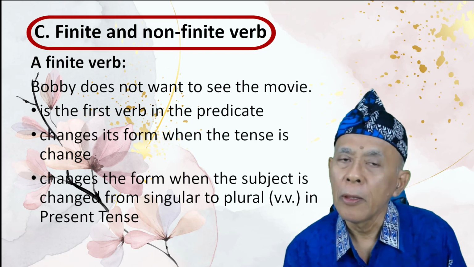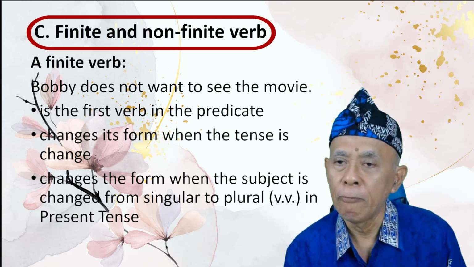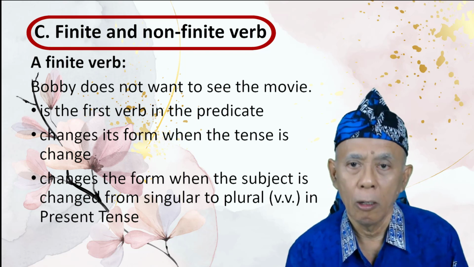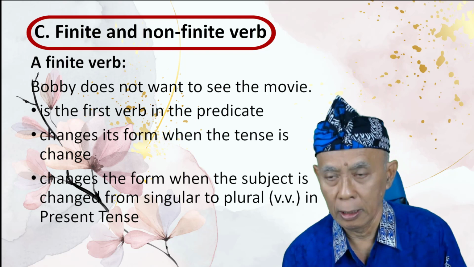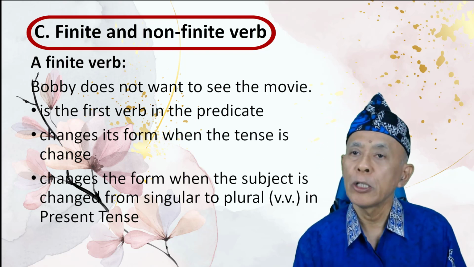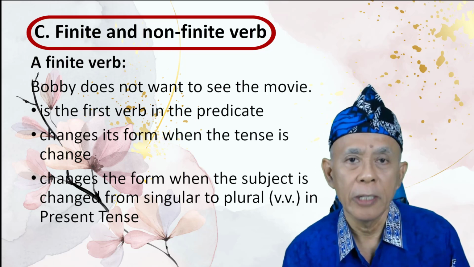And then the third characteristic of a finite verb is that it changes form when the subject is changed from singular to plural, or from plural to singular, when we have a present tense. Bobby doesn't want to see the movie here. We have does because Bobby is a singular third person.